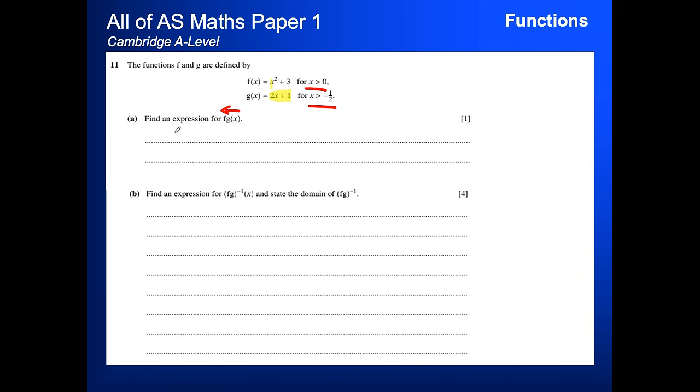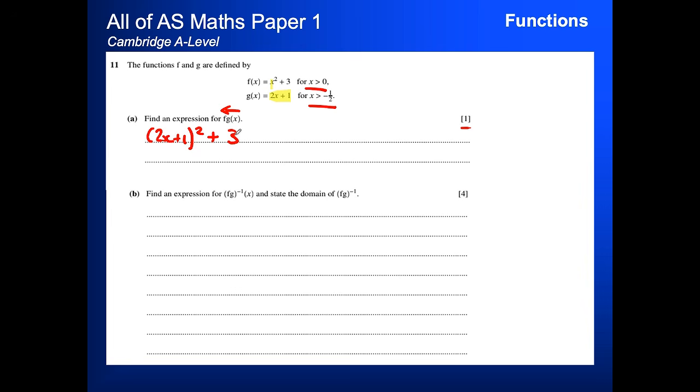So if we do this, we get the following. So we're going to get 2x plus 1 where the x was. Don't forget to square it, of course, and then we just add on 3. Now notice we don't need to expand this in any way. We can leave it as just an expression for f of g of x for the 1 mark over here.